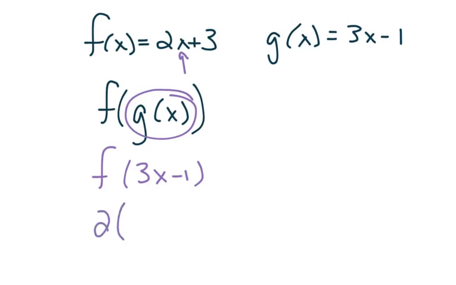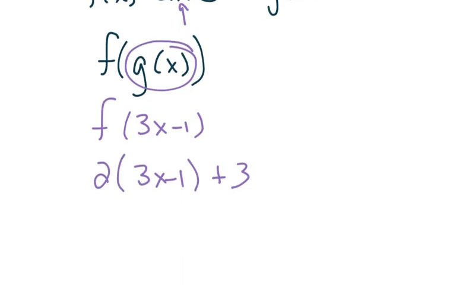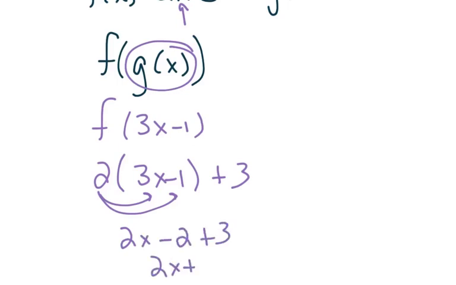So what I do is I take away the original x because that's going to get replaced. And in its place, I put the 3x minus 1. So now I have 6x minus 2 plus 3, which is 2x plus 1.